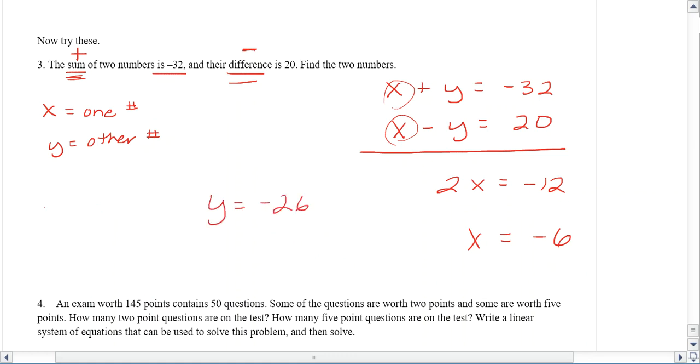So our 2 numbers, we don't really have units here. The 2 numbers are -6 and -26. And you do have to solve this problem with algebra. You can't just figure it out by guessing and checking to get these 2 numbers. All right, let's move on to example 4.